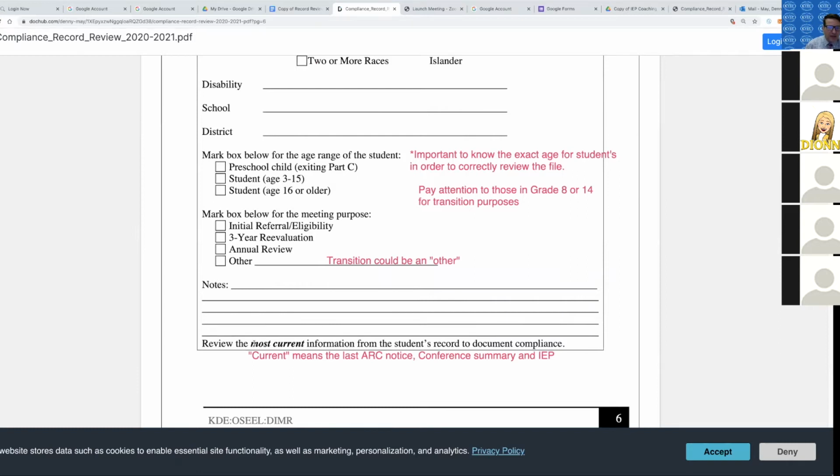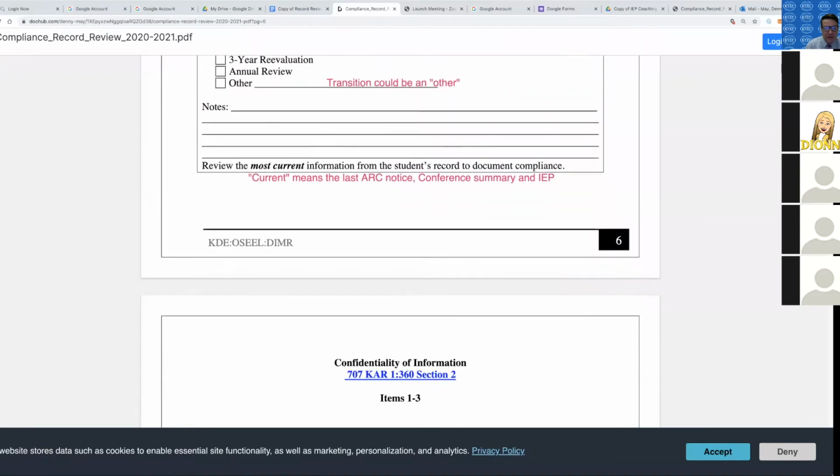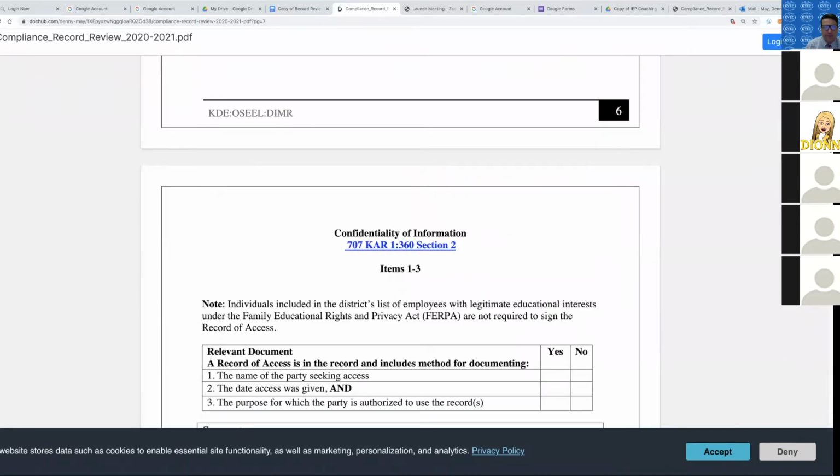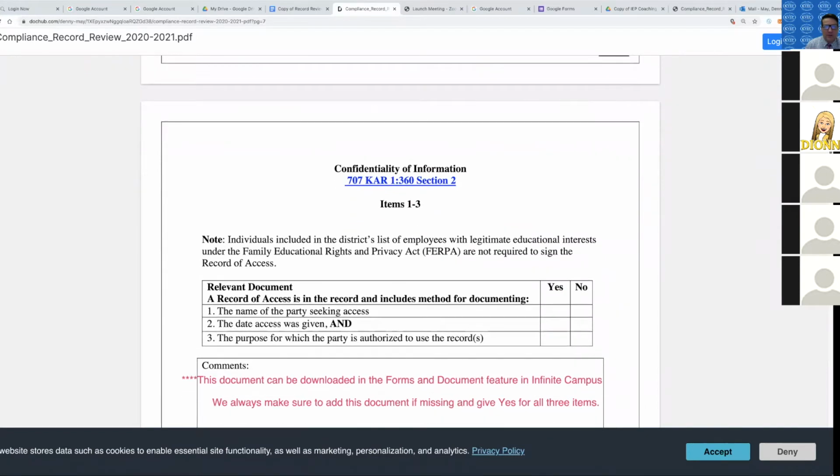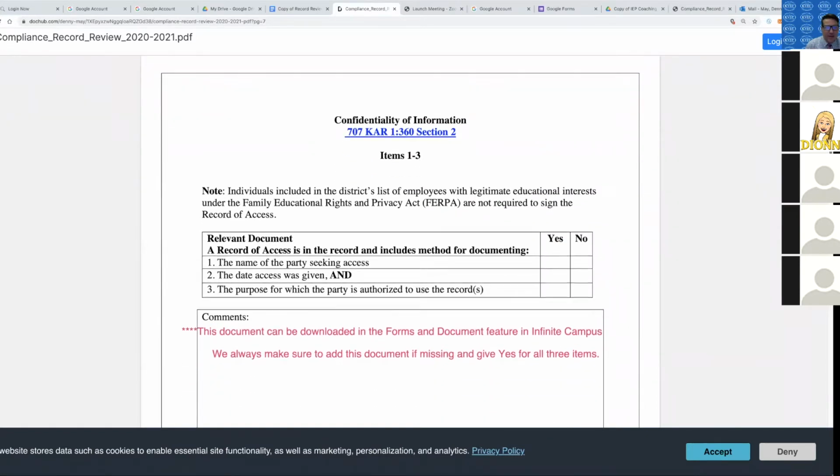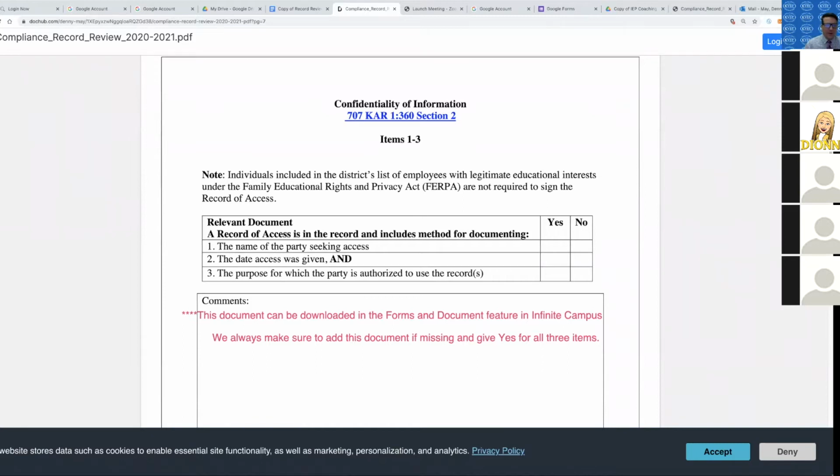And you see down here, it says anything that's in bold on the record review is important. It says review the most current information from the student's record to document compliance. So we're looking at the last IP, the last ARC notice, and the last conference summary. The way it's set up here, they give you some notes of things that you need to read and make part of your being as you're reviewing files.